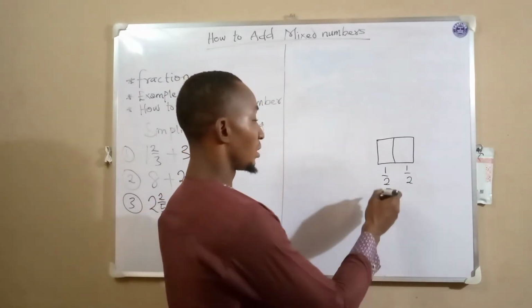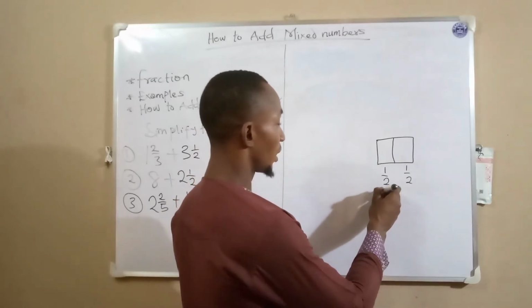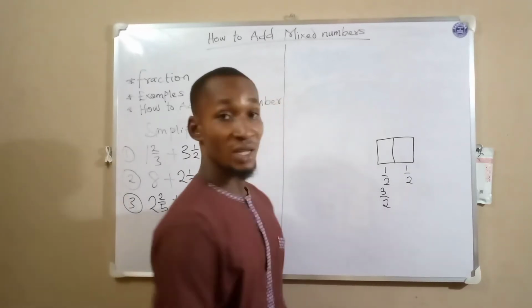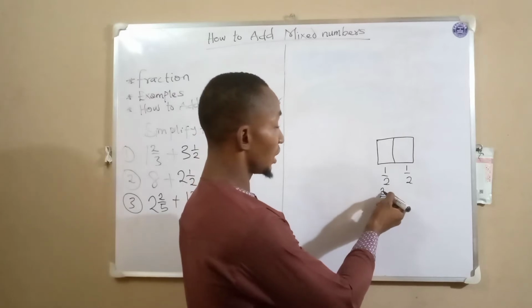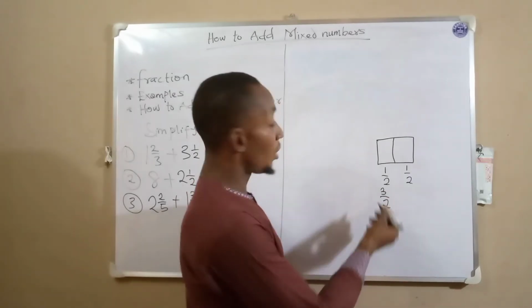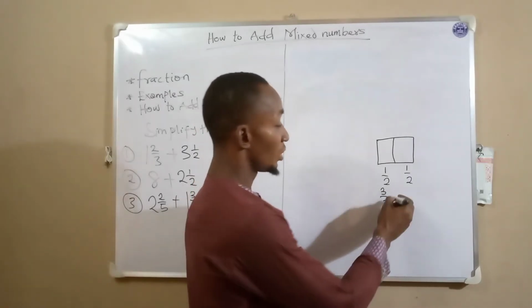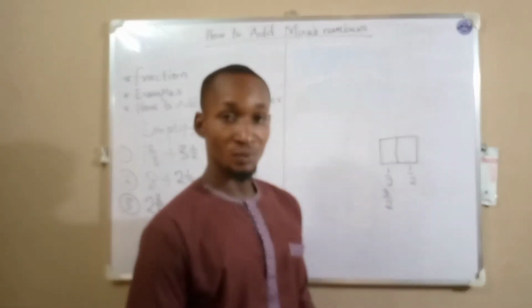For instance, you have 3 over 2. It's different from this fraction. You observe that the numerator here is greater than the denominator, or the denominator is less than the numerator. It is called an improper fraction.